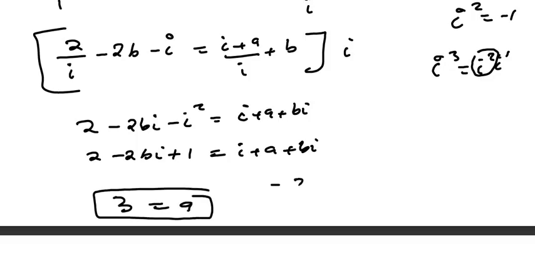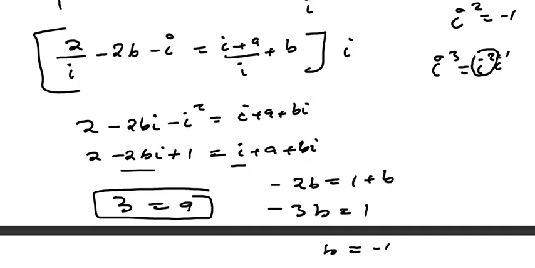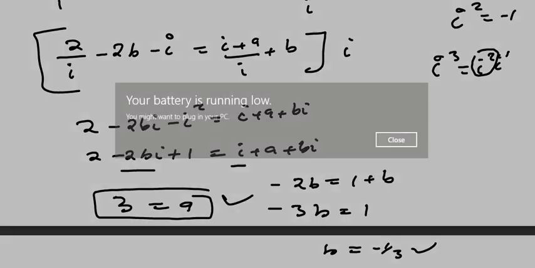Then we have the coefficients of i, which is this part. There's a 1, then there's a b. Right? This is what is going to give you negative 3b is equal to 1, meaning b is just negative 1 over 3. So you get your a, you get your b. Yeah, so this is what you have to get.